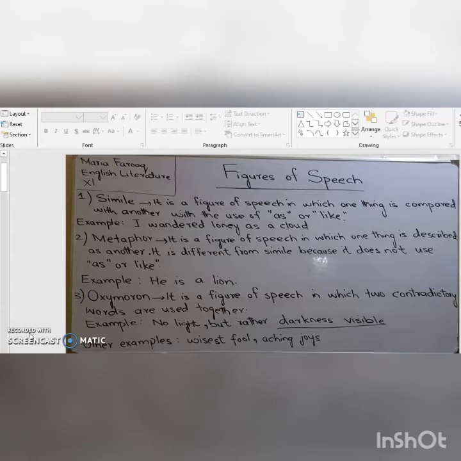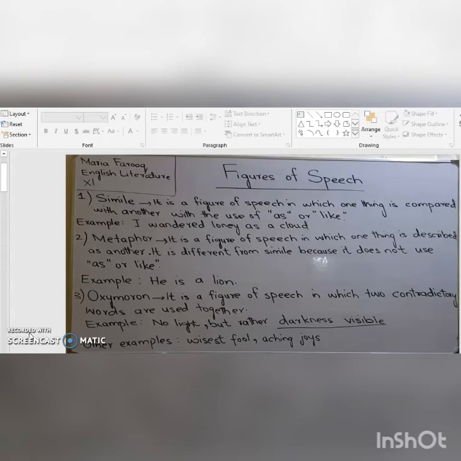It is a figure of speech in which one thing is compared with another with the use of as or like. So in simile, one thing is compared with another thing, but there should be a use of like or as. For example, I wandered lonely as a cloud. This word is lonely, L-O-N-E-L-Y. Kindly correct the spelling with you. I wandered lonely, L-O-N-E-L-Y, lonely.